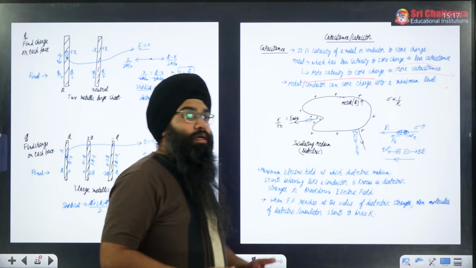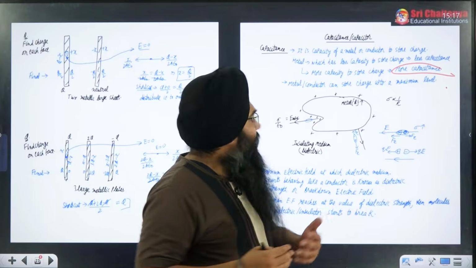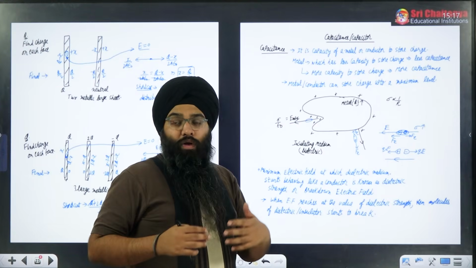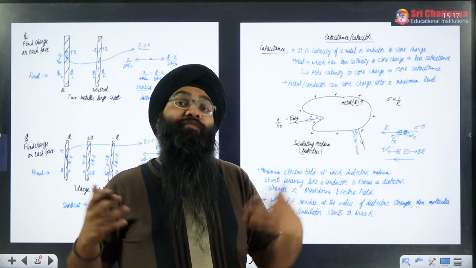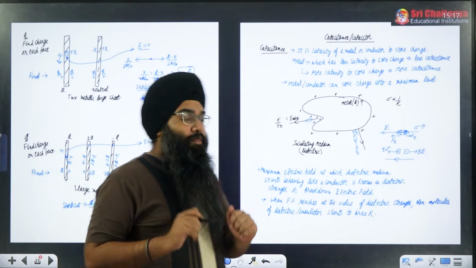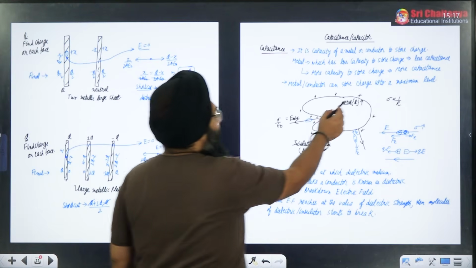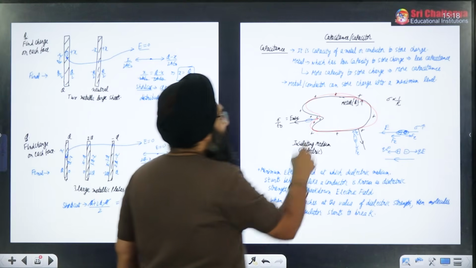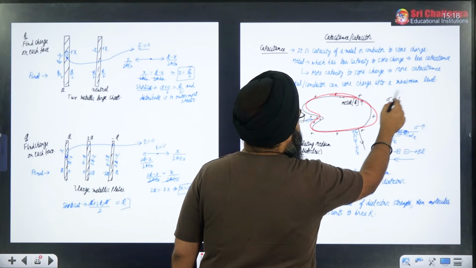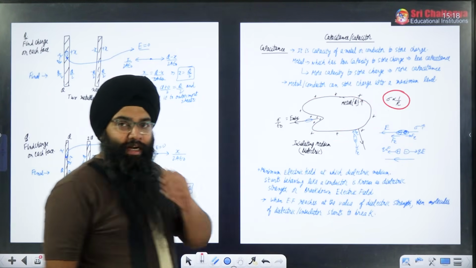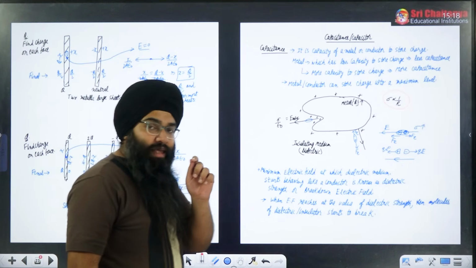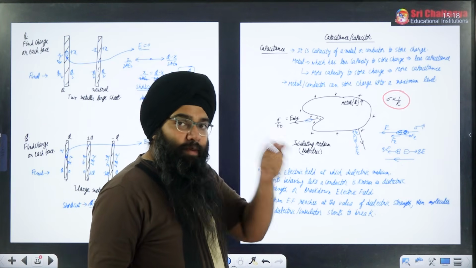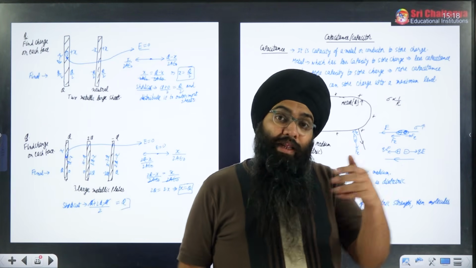And if you think that a conductor can store an infinite amount of charge or can have infinite capacitance, that is not true. Why? Suppose you are taking a metal like this and it has some irregular shape. Now the charge density on this shape is inversely proportional to the radius of curvature. That means wherever there are sharp edges, at that point sigma will be very high, and at that point the electric field will be very high.